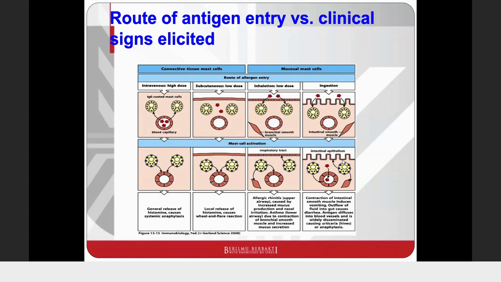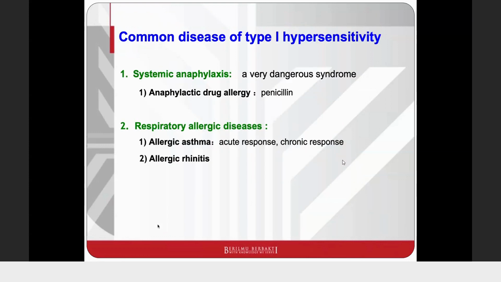If it's a low dose, usually it is a local effect, but if it's a high dose, for example injection of peanut antigen, some individuals are allergic to peanuts. So even a small amount of peanut can cause what we call anaphylaxis. Or if the allergen is introduced intravenously, it will cause systemic release of those molecules, which will cause systemic anaphylaxis. So these are all the common diseases.